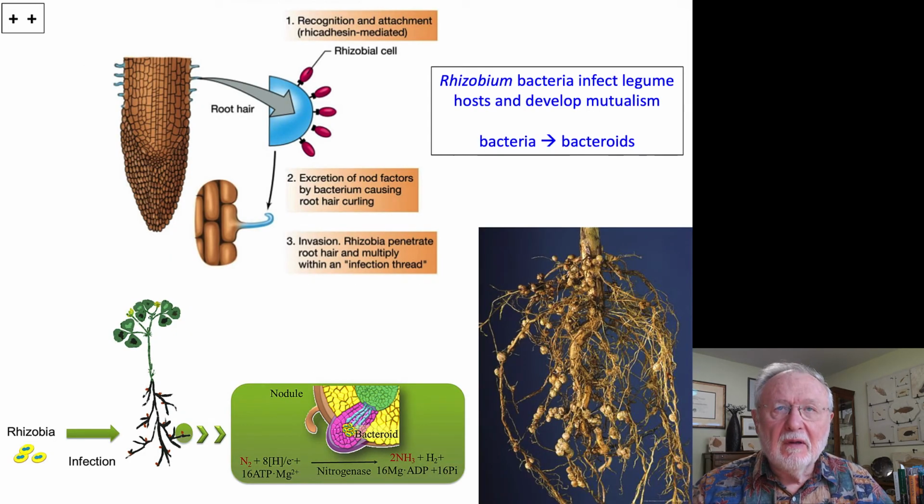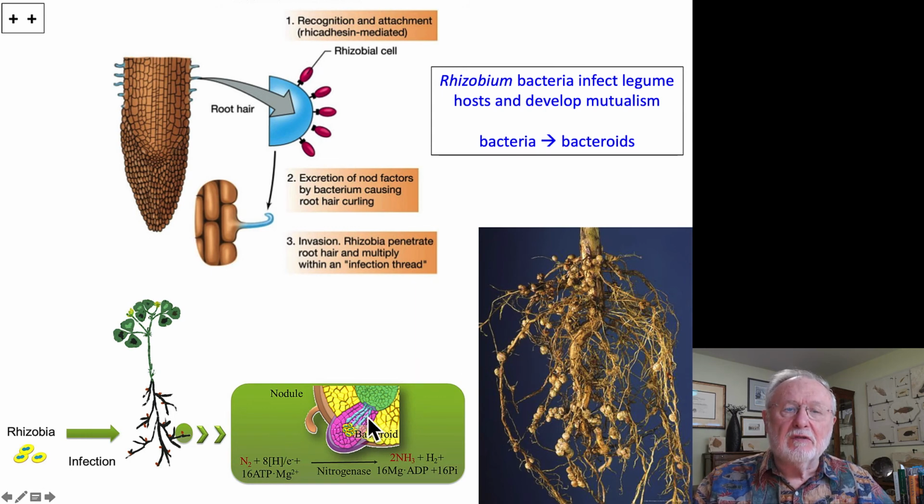Another example of a mutualistic interaction is that between the Rhizobia bacteria, which are able to take diatomic nitrogen and convert it into ammonia, and plants. Rhizobia are free-living organisms that can infect the roots of legumes, such as common bean and soybean. When they infect the root, the root hair begins to curl around, enclosing the bacteria, which then becomes a bacteroid, and we see the formation of nodules.